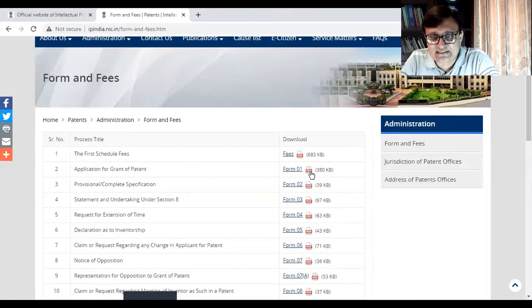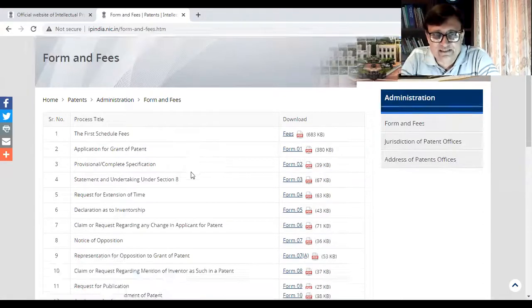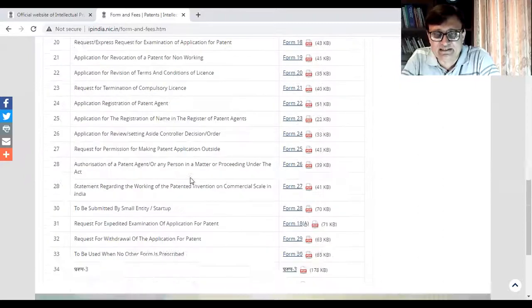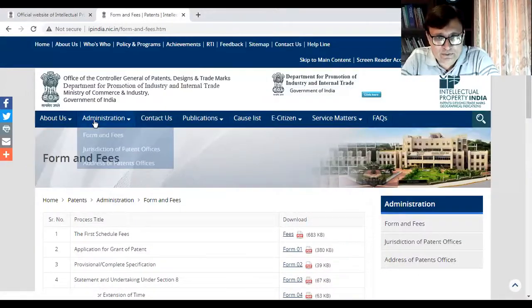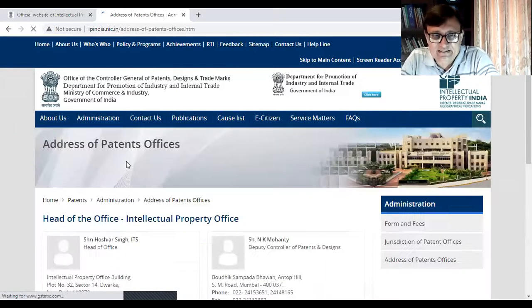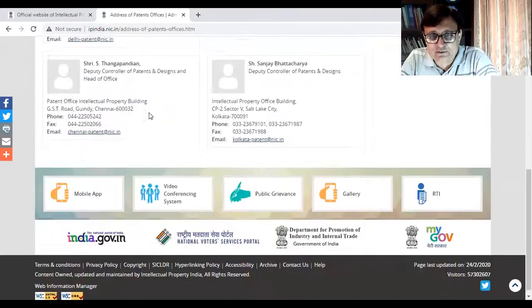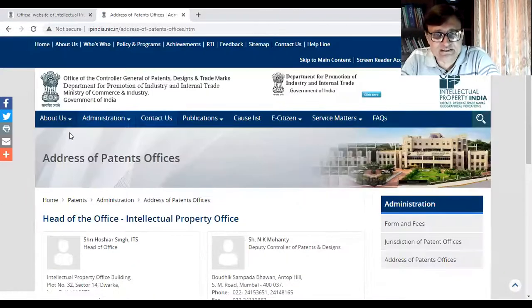This Form 1 is given. If you open it, it will give you the details of the form. All these forms and fees are given here, and you can just access them. Similarly, the addresses of the patent offices are given here. These are the various head offices of the intellectual property office, and who is in charge of each. All this information is given.